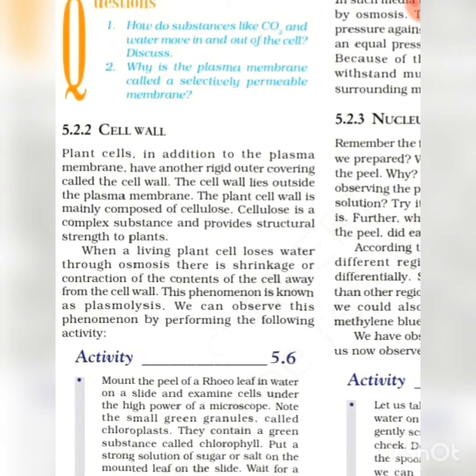The plant cell wall is mainly composed of cellulose. So this thing is important. What is the cell wall? It is the layer which lies outside the cell membrane. Now we are talking about what material it is composed of. It is composed of cellulose, so you have to underline this one. It is made up of cellulose. What is cellulose? It is a complex substance and provides structural strength to the plant.